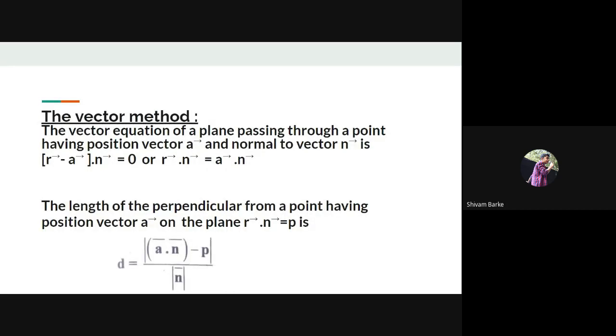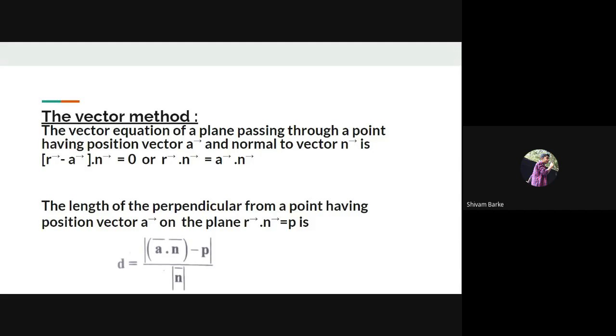Okay, so in the vector method, first I will tell you the equation of a plane passing through a given point and perpendicular to a given vector. So we represent it like this. Here n is the normal vector and a is the position vector. So the equation will be r dot n is equal to a dot n.